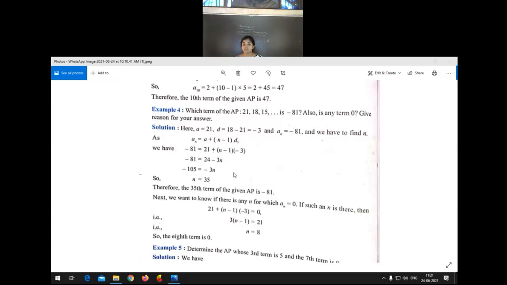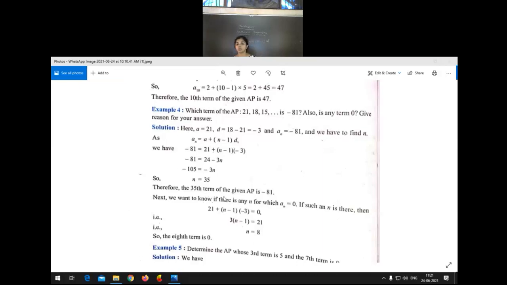So the 35th term of the given AP is minus 81. If we continue this AP, in place of the 35th term, we'll get minus 81. So this is the answer for the first question.